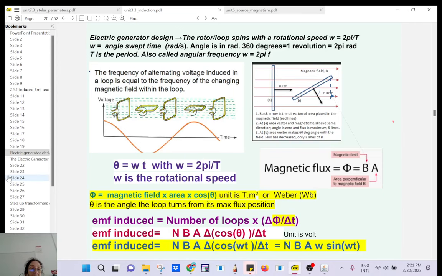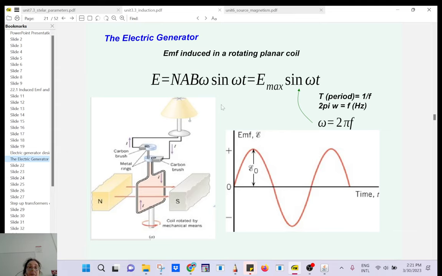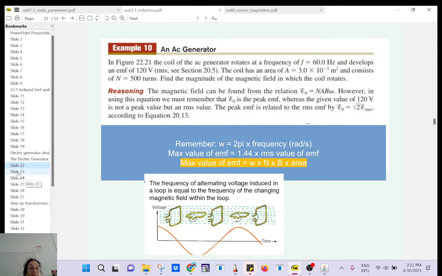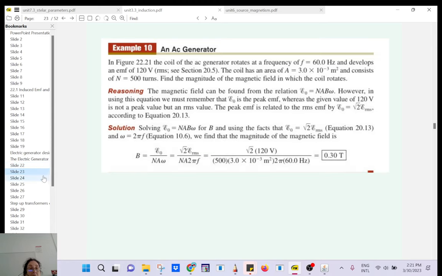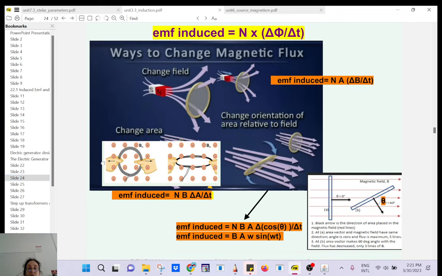Okay, so hopefully that is clear. So that will be the equation for that. Omega is called the angular frequency. It's how fast the conductor is going to spin inside the magnetic field. We did that last time together, so I'm not going to do it.